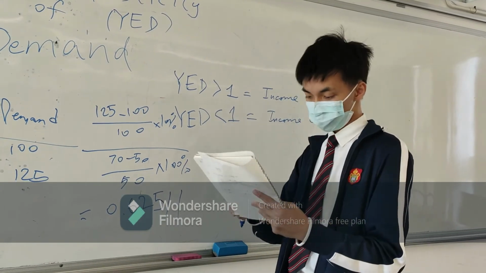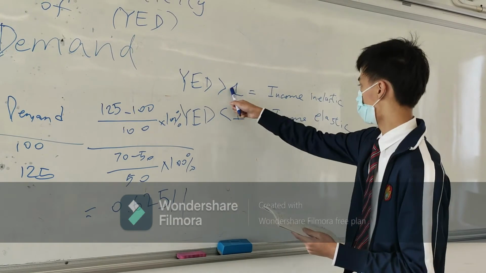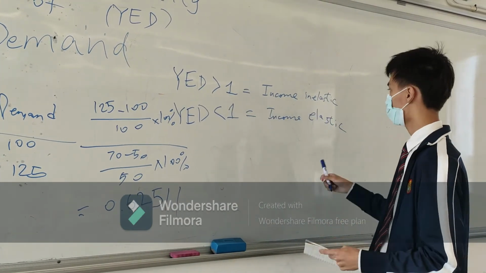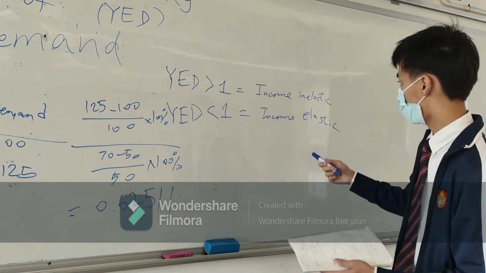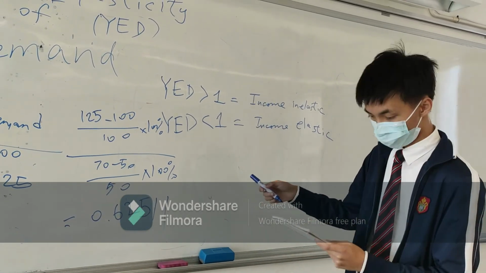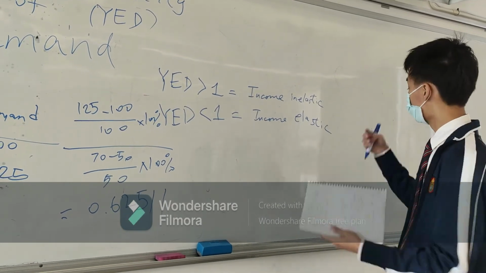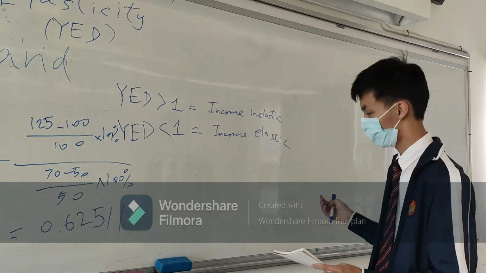Now let's talk about the numerical value. When YED is larger than 1, it means it's income elastic, which means a change in income will lead to a drastic change in demand. While for YED less than 1, it is income inelastic, which means a change in income will not lead to a drastic change in demand.